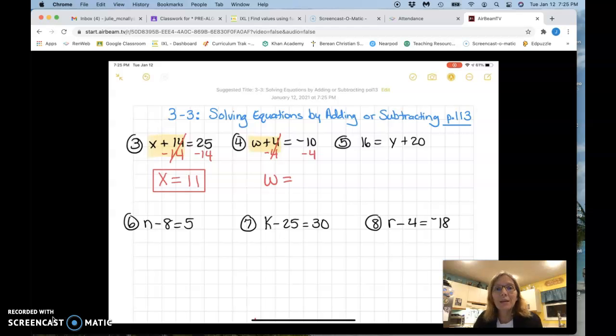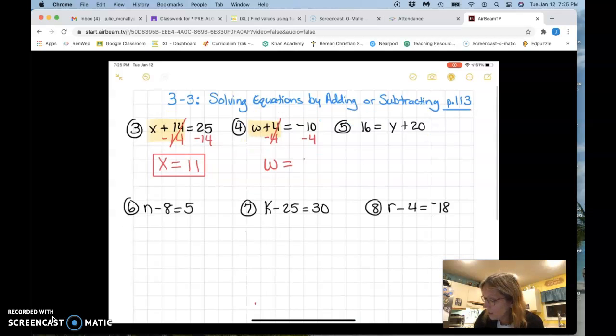The signs are the same, so I actually add the numbers. 10 plus 4 is 14. But the answer keeps the sign because they're both negative. The answer stays negative. Okay? And you can always use your calculator to do those computations as well, or to check your work when you're done. Okay, so now on this one, the variable's on the other side.